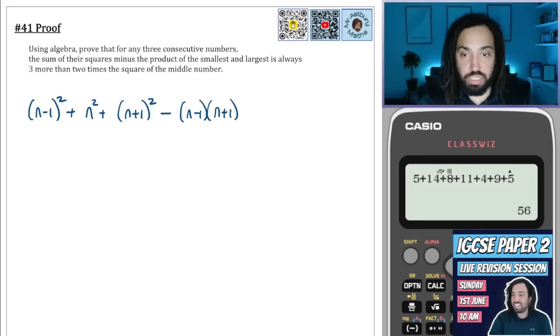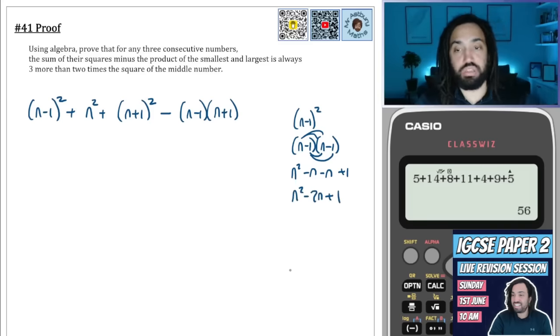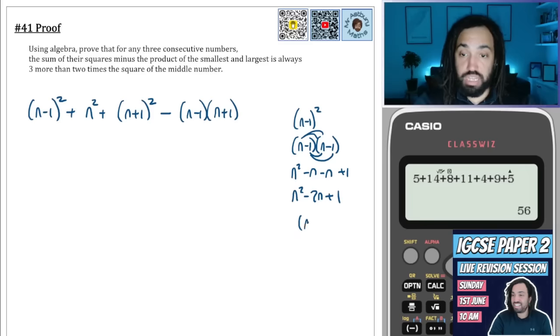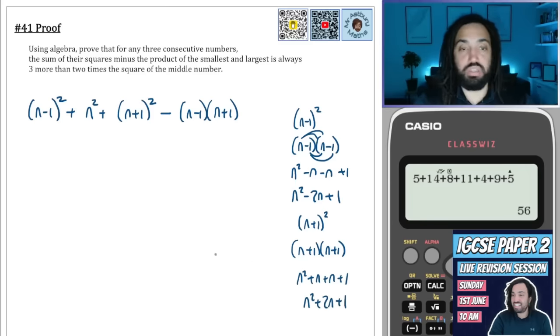Let's figure out what this equals. So on the side, I'm going to do n minus 1 squared, which is n minus 1 times n minus 1, which is n squared minus n minus n plus 1. So that's n squared minus 2n plus 1. And if I were to do n plus 1 all squared, then that's n plus 1 times n plus 1, which is going to give us n squared plus n plus n plus 1. So that's n squared plus 2n plus 1. Okay, so we're good to go.